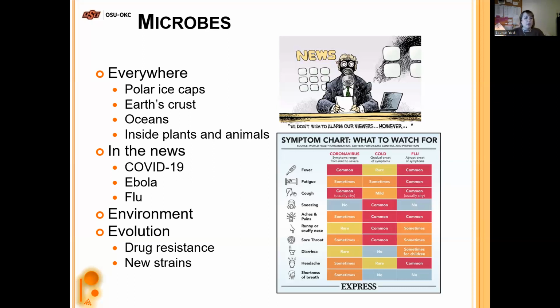And then, in the environment, we talk about evolution. When I talk about the evolution of microbes, it's indisputable. It's indisputable that microbes undergo evolution. How can you say that? Because we used to just have E. coli and staph and gonorrhea or whatever. And now they're all getting drug resistant.